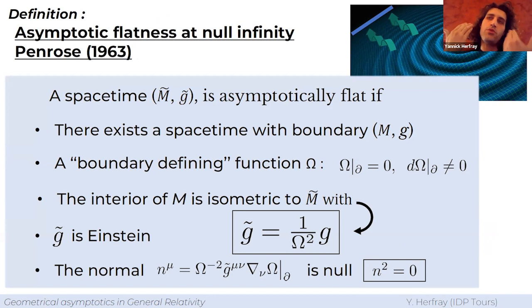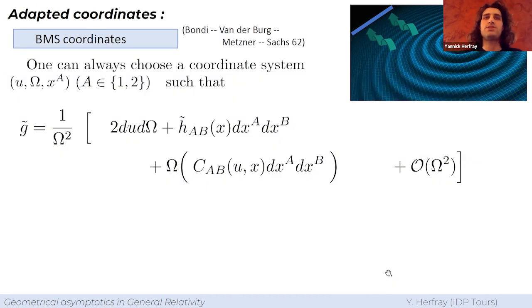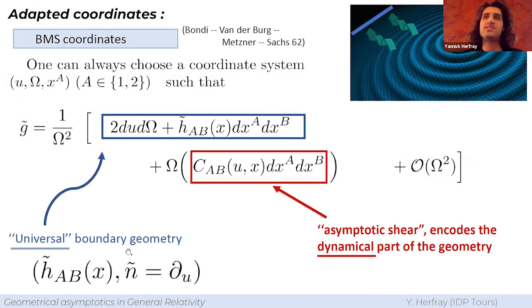If the boundary is null, it means that the normal is normal to itself. The tangent vectors to the boundary are defined to be the vectors which are normal to the normal. What this means, if the normal is null, is that the normal is part of the boundary itself. So the normal here is inside the boundary, and the induced metric is not invertible. The induced metric is degenerate.